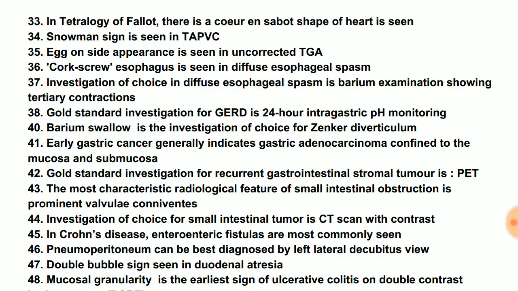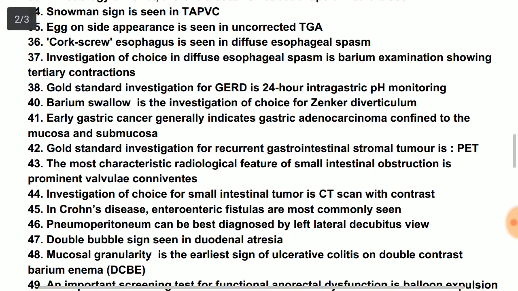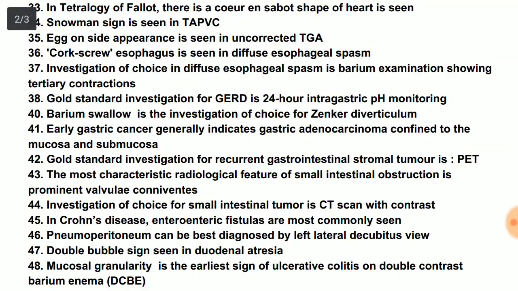PVC. Okay, C is for ice and snowman is there. So snowman is there in the ice is TAPVC. Egg-on side appearance is seen in TGA. Okay, corkscrew esophagus is seen in diffuse esophageal spasm, and we know rat tail is seen in carcinoma esophagus.